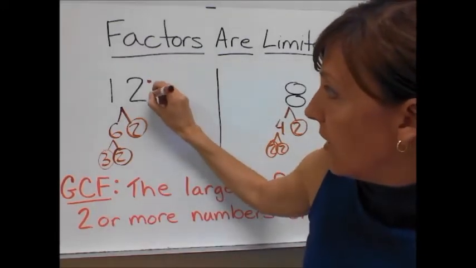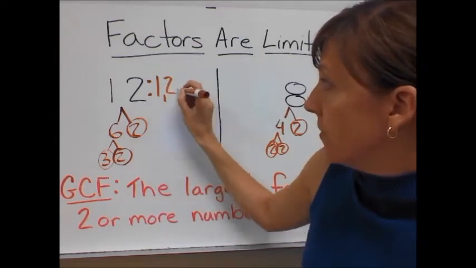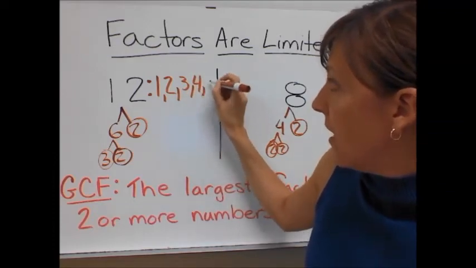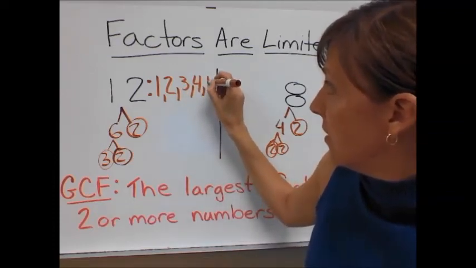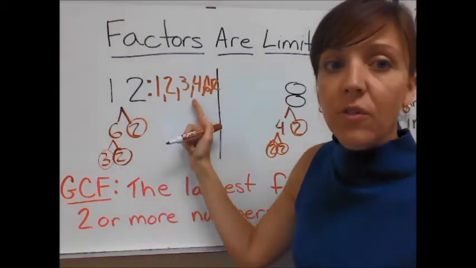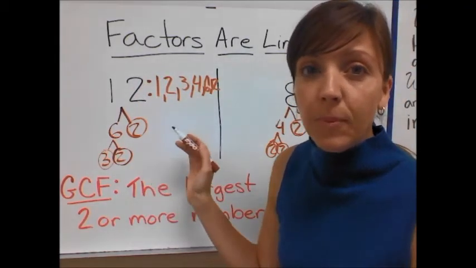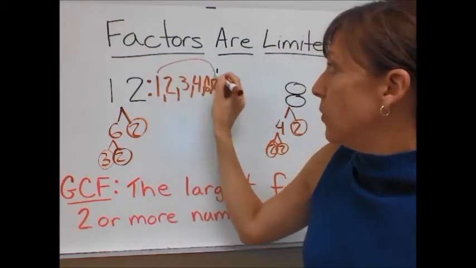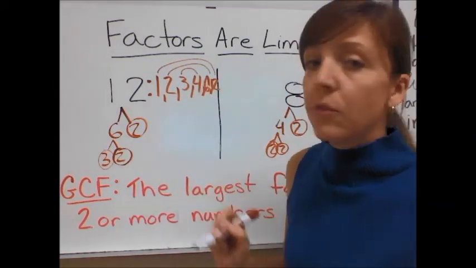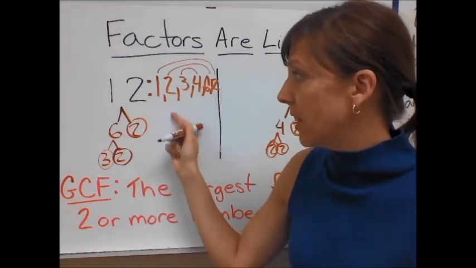Although 12, I know, is divisible by 1, 2, 3, 4, 6, and 12. So 1, 2, 3, 4, 6, and 12 will all divide evenly into 12. Also, I can multiply these numbers to get 12. 1 times 12 is 12. 2 times 6 is 12. 3 times 4 is 12. So these are all of the factors of 12, and I can just list them here in a line.